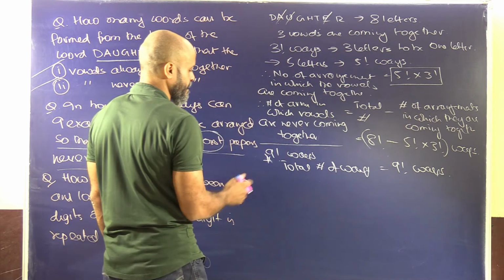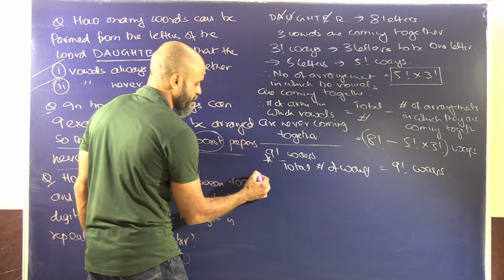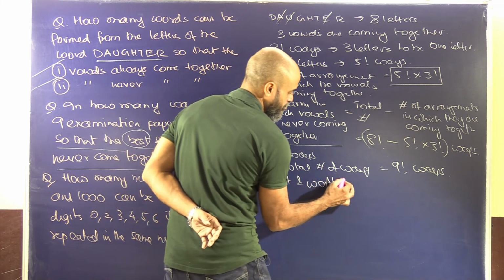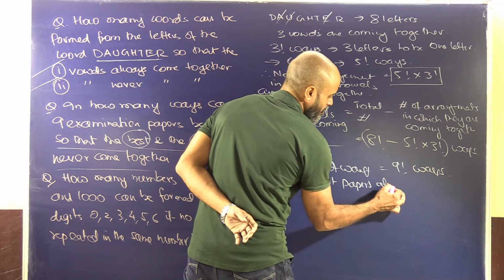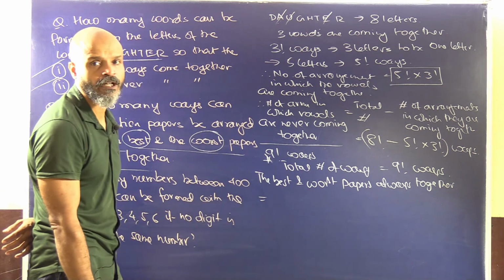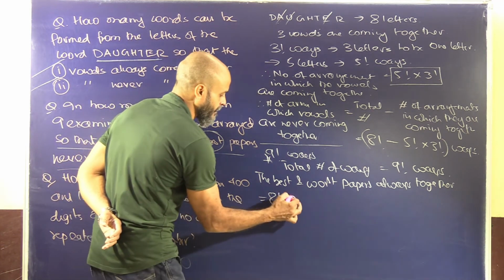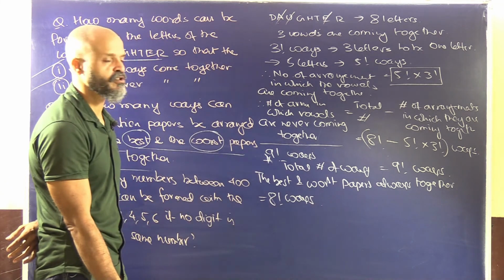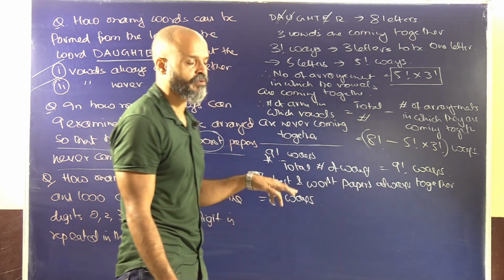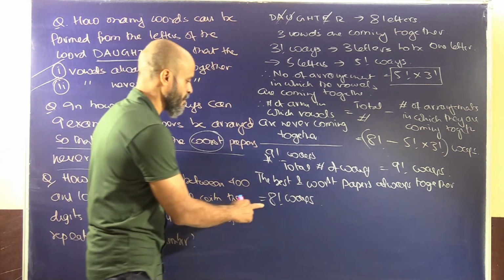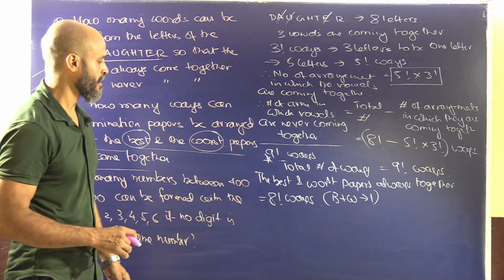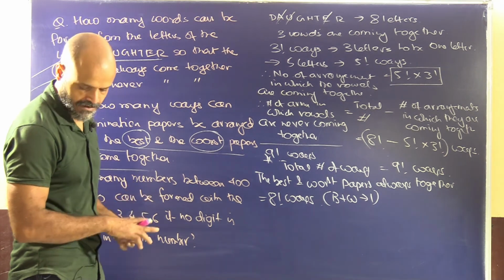Let's say we take a case of the best and the worst papers always being together. In how many ways will this be possible? Factorial 8 ways. The total number of ways is factorial 9 ways. The best and the worst papers always together will be factorial 8 ways, because here we have considered the best and the worst to be one paper only. No, I am making a mistake here.